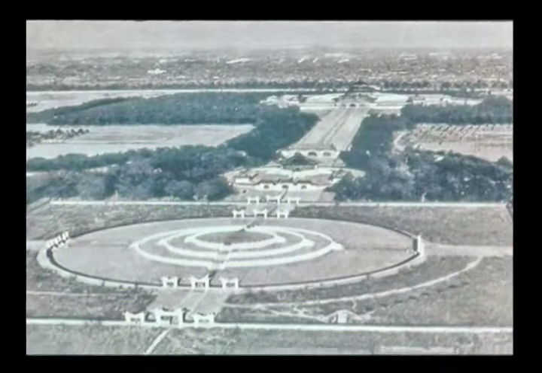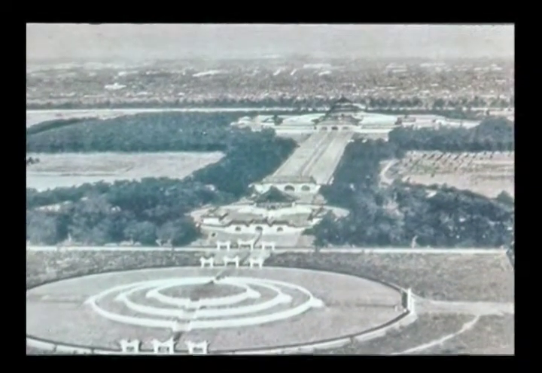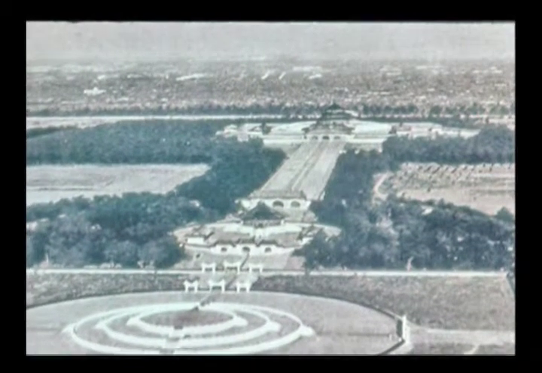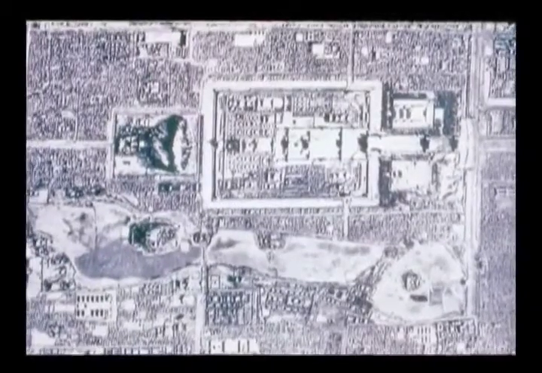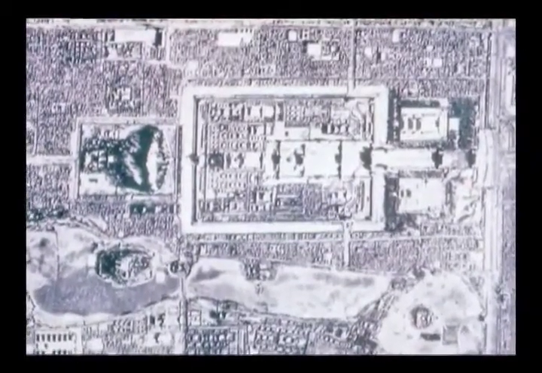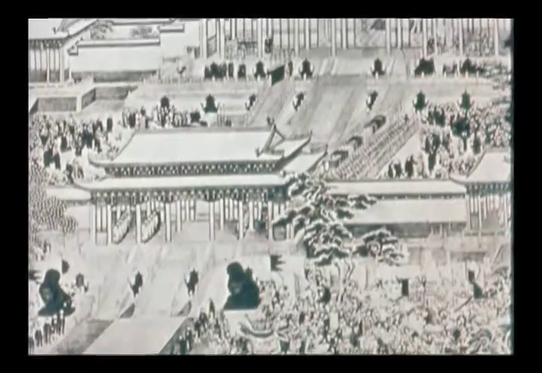Again, this is another shot of the Forbidden Palace area. You can see the tremendous growth that a city of Peking, Beijing now it's called, has. This is an actual painting of the Forbidden Palace area.